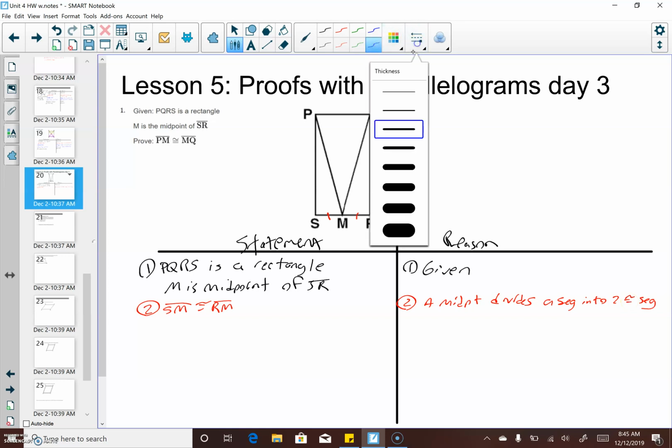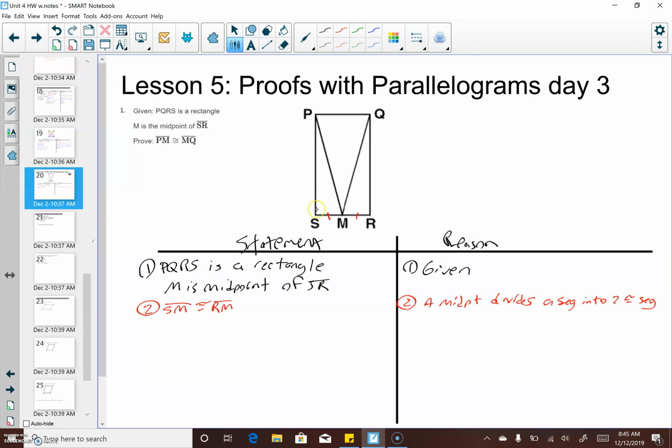So now I'm done with that piece, and now I'm going to move on to the fact that I've got myself a rectangle. So the first thing that pops into my head is I want to try to use that there's some right angles in a rectangle. So for step 3, I'm going to write that PS is perpendicular to SR and that QR is perpendicular to SR. And we know that because one of the properties of a rectangle is that consecutive sides in a rectangle are perpendicular. So then I can lead into my right angles where angle 1 and angle 2 are right angles.